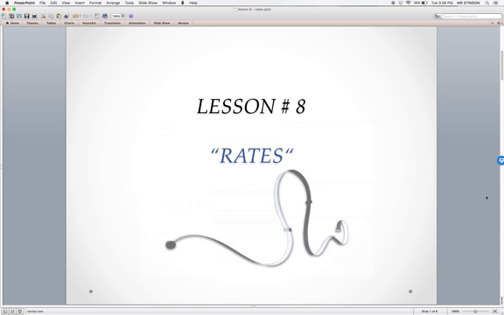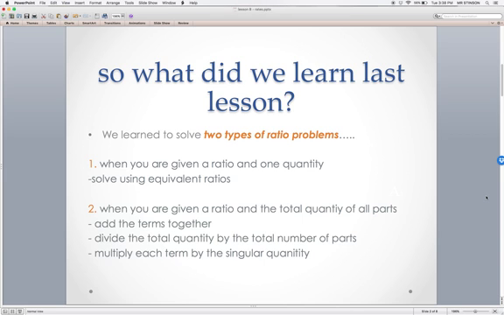Today's lesson is on rates, but before we get there, let's have a quick look at what we did last lesson. Last lesson we were still looking at ratios, and we learned to solve two types of ratio problems. One type was when you were given the ratio and one quantity, and we solved these using equivalent ratios. The second type of question was when you were given a ratio, but this time you were also given the total quantity of all parts.